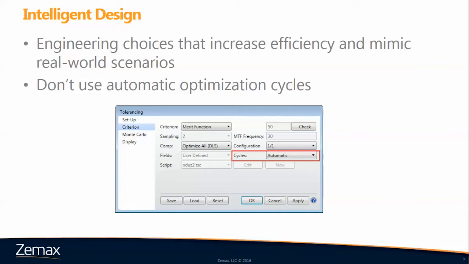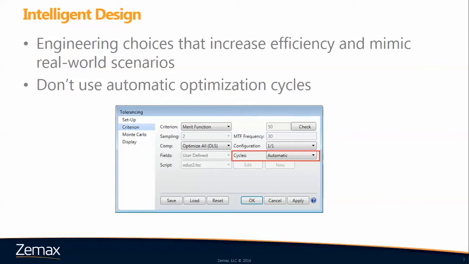Okay, but it also could be overly optimistic because you need to think about how many iterations will be performed during system alignment. Now, on the other hand, if too few optimization cycles are selected, then the tolerances will be pessimistic. So the predicted performance here will be worse than the actual performance.